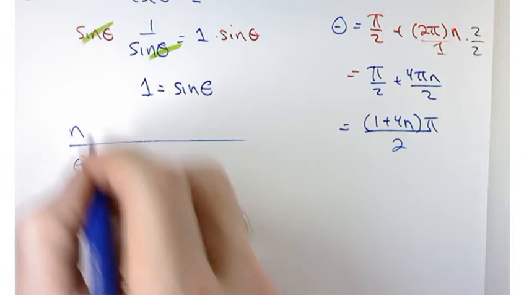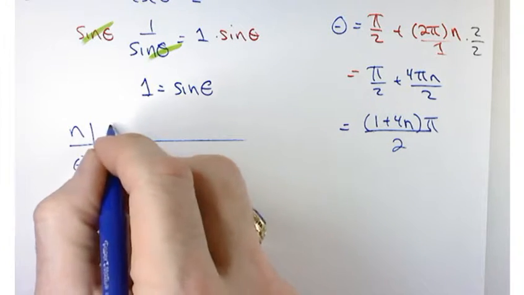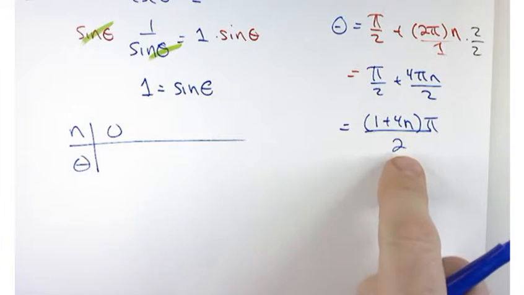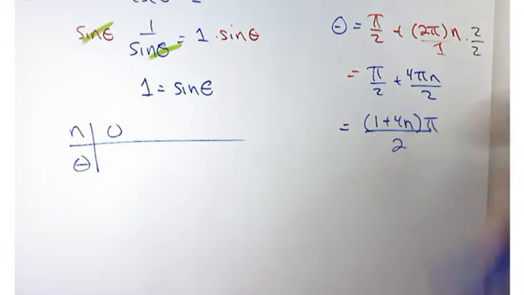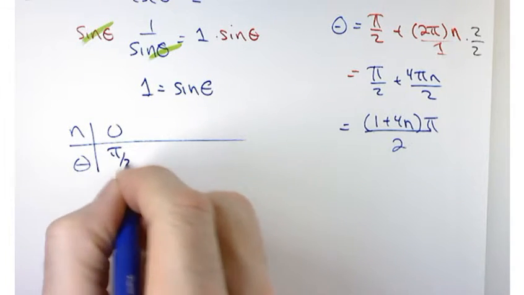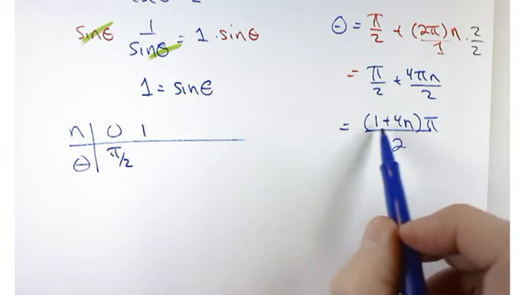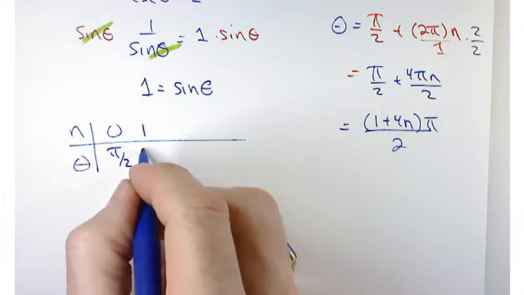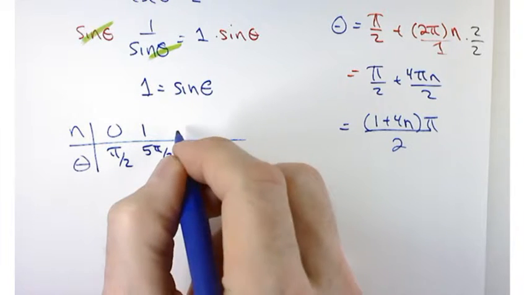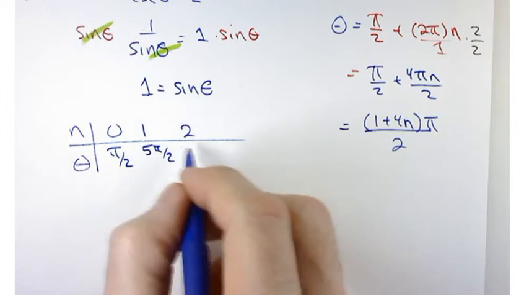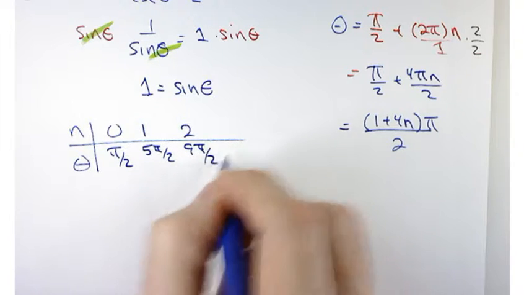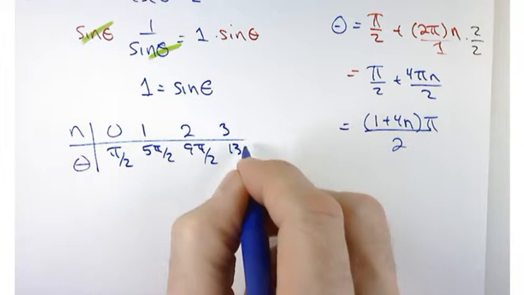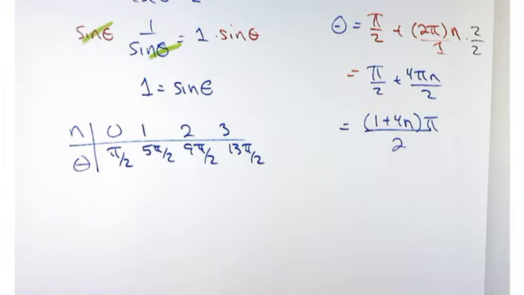So if n is 0, then theta is, well, that's just a 0, so that'd be pi over 2. If n is 1, then what would the coefficient here be? Yeah, 5 pi over 2. Thanks, Charlie. And then 2 would be 9 pi over 2. 3 would be 13 pi over 2. I mean, you can get as many as you want from there. But once you've cleaned it up, it's not so bad.